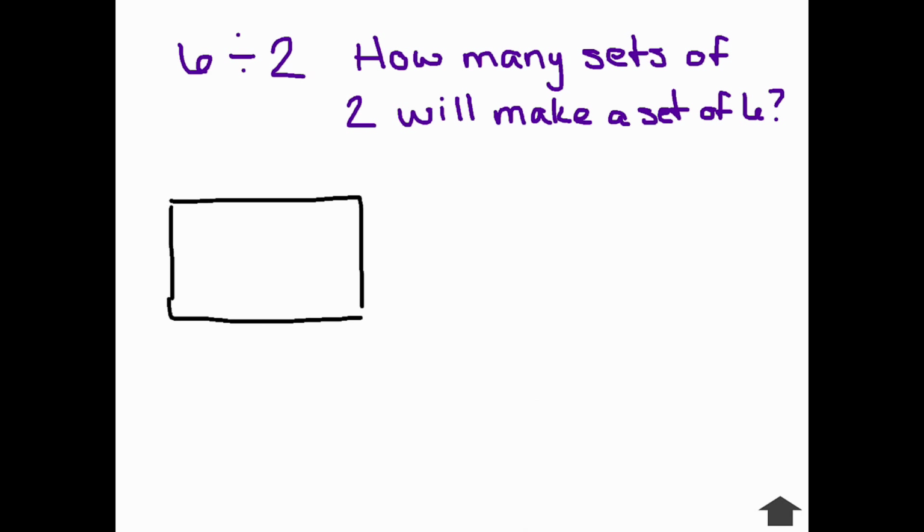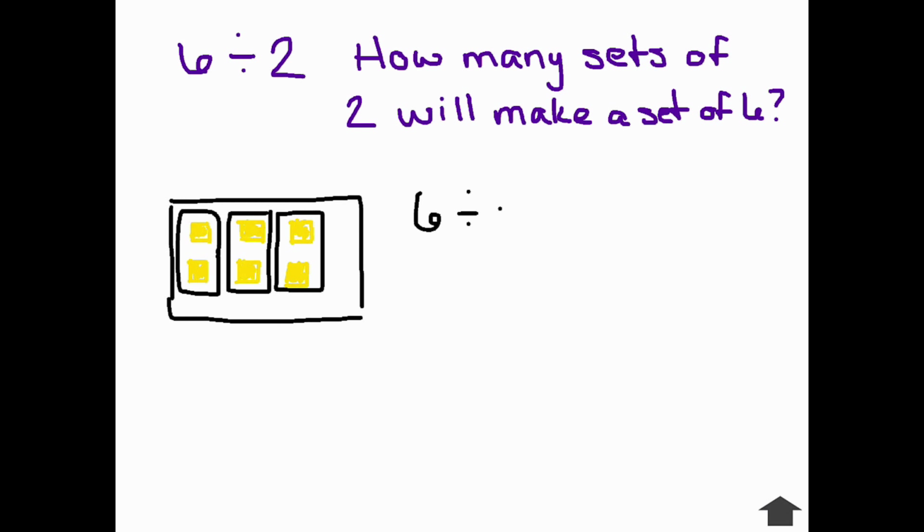So I have my 0, and now I want to add sets of 2 until I have a set of 6. Now I have one set, now I have 2 sets, and finally I have 3 sets. Our question was how many sets of 2 will make a set of 6. So here we can see 1, 2, 3 sets of 2 make a set of 6. So 6 divided by 2 equals 3.